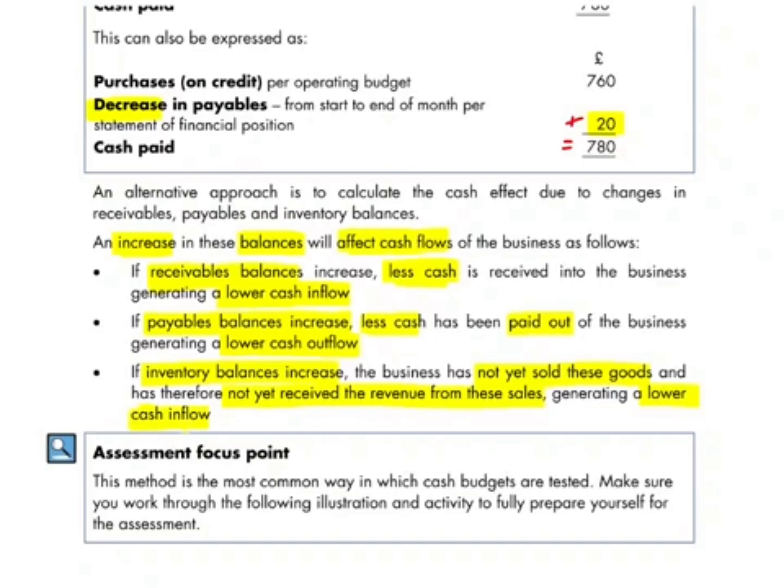Purely because the sales volumes have gone down, we haven't generated the sales revenue yet. Now, understanding the movement in the balances and the subsequent impact on cash flows is the most common way in which cash budgets are tested in your assessment. So you must make sure that you're happy with the theory and make sure you practice lots of tasks within this area to make sure you're fully prepared for the assessment.